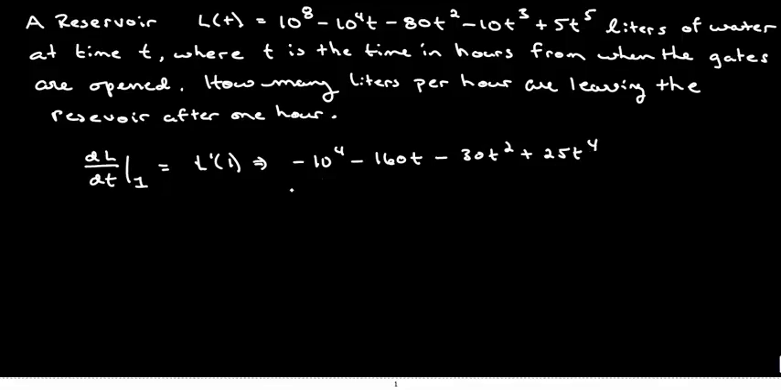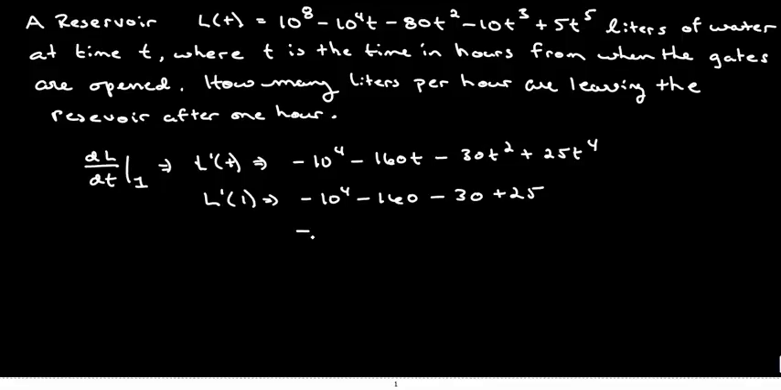to the fourth. And now I should just call this L prime at t. So L prime at 1 is when we stick 1 in there. So we'll get negative 10 to the fourth minus 160 minus 30 plus 25.